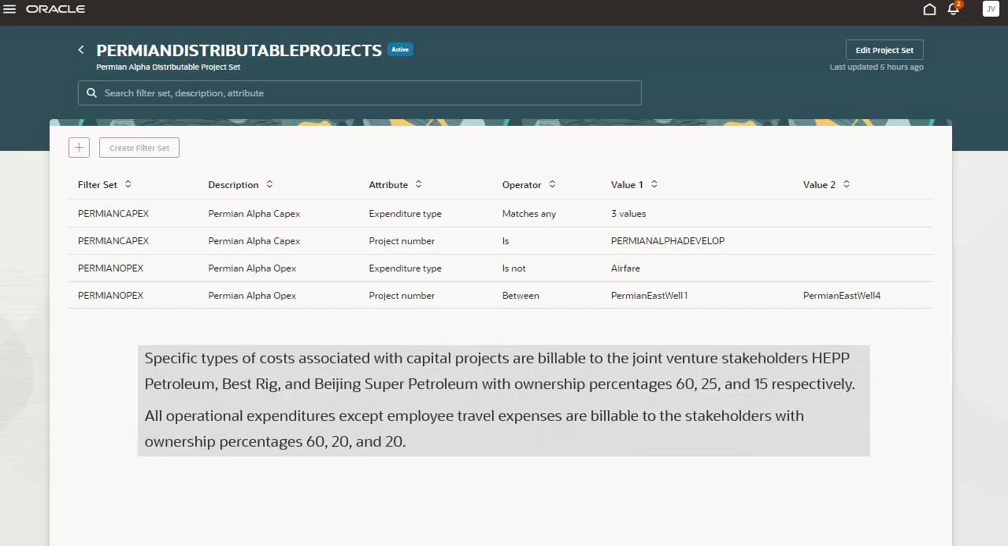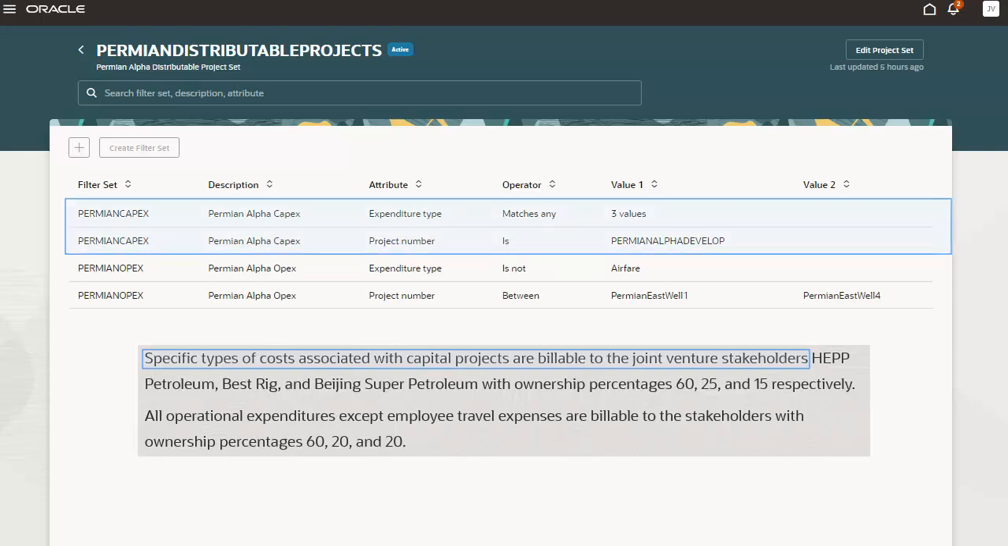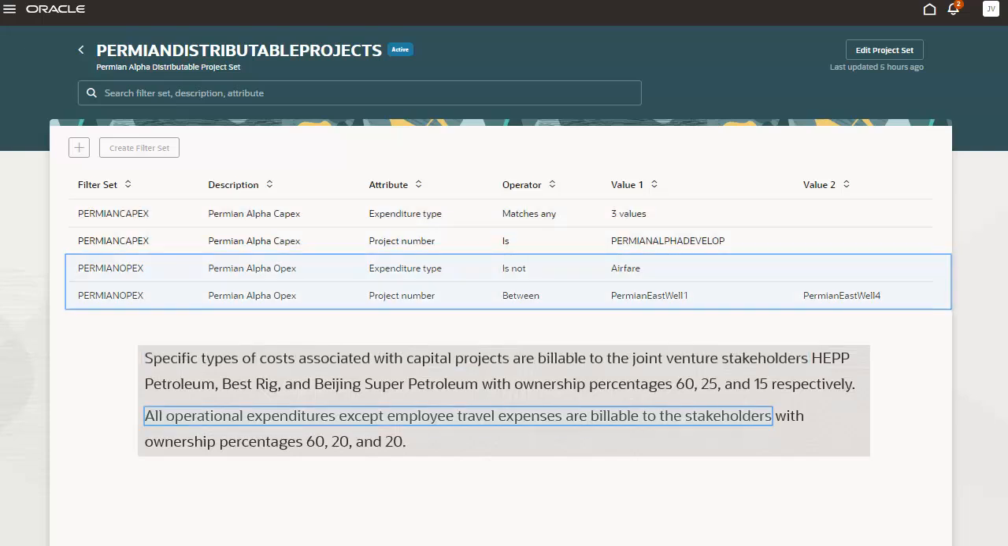Recall the terms of the joint operating agreement on the type of project costs that are billable to the stakeholders. For the capital project, Permian Alpha develop, transactions that have the expenditure types electrical works, equipment, and material are billable to the stakeholders. For the operational projects, Permian East Well 1, Permian East Well 2, Permian East Well 3, and Permian East Well 4, all expenses except airfare are billable to the stakeholders.